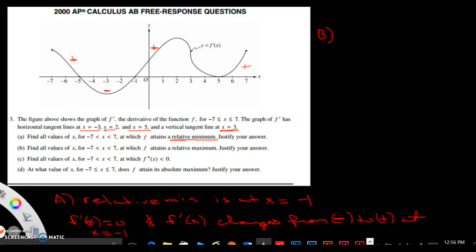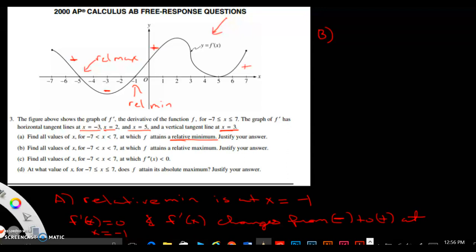Find all values of x between -7 and 7 for which f has a relative max. It's kind of the same thing as the other one, but now we're looking to see where the graph changes from positive to negative. It does not change over here. It has a shelf point at 5, but it does not change there. So the only place is going to be at -5, this point right here. That's a relative max, and that other part was a relative min.